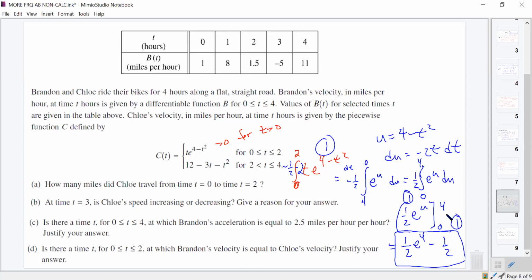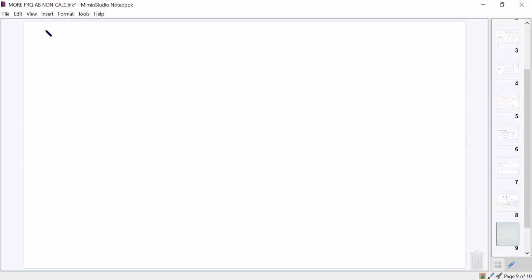Yeah. Part B. We want to know at t equals 3, is Chloe's speed increasing or decreasing? So how do we determine if speed is increasing or decreasing? We need to find the velocity at 3, and we also need to find the acceleration at 3. Okay? If they have the same sign, speed is increasing. If they have opposite signs, speed is decreasing.